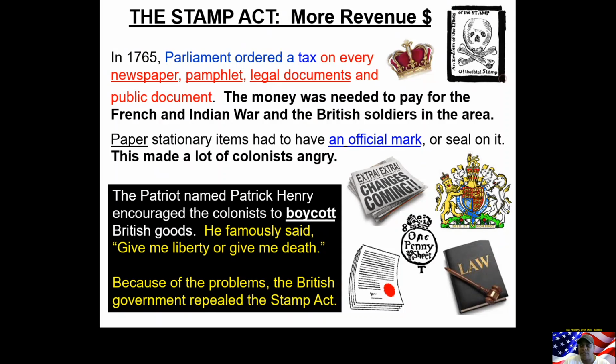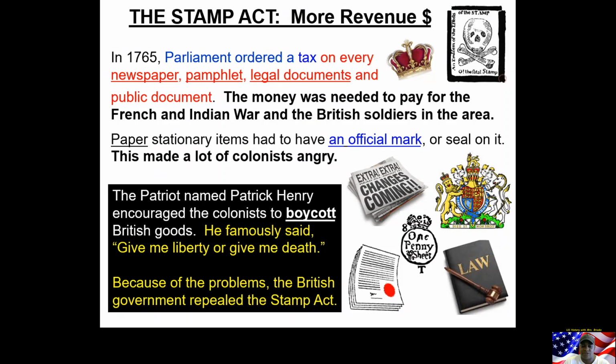Also, if you wanted to get your driver's license or your driver's permit, your college transcripts, your marriage license, your divorce decree, a lot of different documents, your birth certificate, they have an official stamp on it, and it's not free. You have to pay for all those kinds of legal documents. So the same thing is happening in the colonies, where they have to pay for official marks on public and legal documents. Well, there's a person named Patrick Henry.